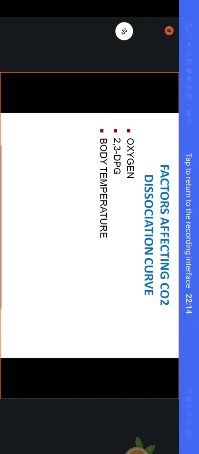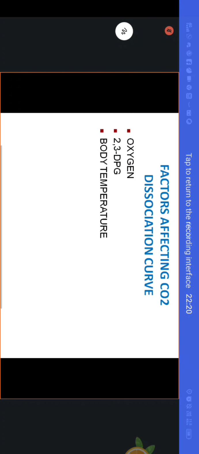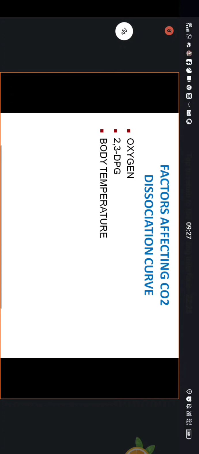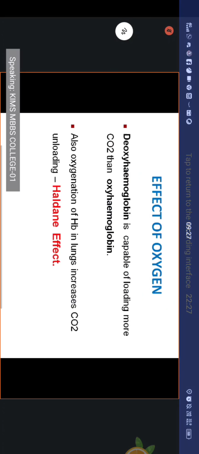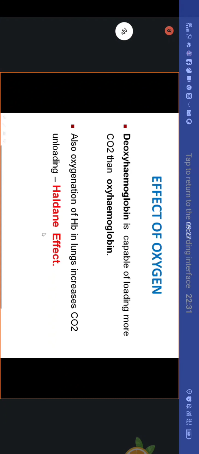So what are the factors affecting the carbon dioxide dissociation curve? Oxygen, 2,3-DPG, body temperature. So what is the effect of oxygen? Here there comes a mechanism called Haldane effect.